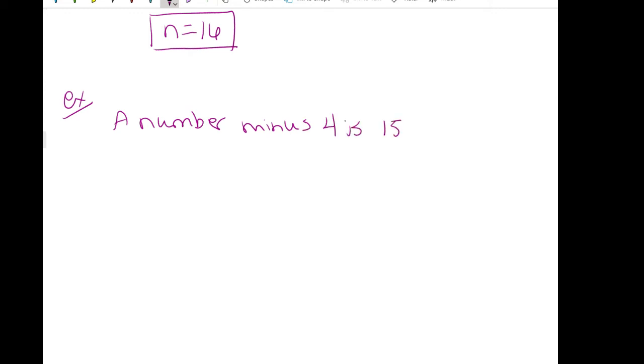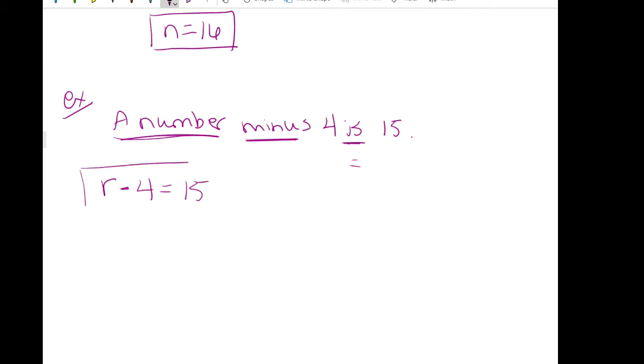Let's do one more example. A number minus 4 is 15. Okay, keywords here. A number, so we need to define that. This time I'll call it R. Minus, you know what that means, subtract. Minus 4 means equal to 15.